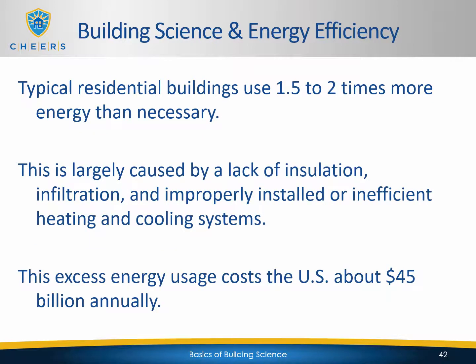So generally speaking, typical residential buildings use 1.5 to 2 times more energy than necessary, and that's through a combination of the things that I just listed a second ago. Largely, though, it is caused by lack of insulation, infiltration, and improperly installed or inefficient heating and cooling systems. So this excess energy usage costs about $45 billion annually to the U.S. So think of all that energy and efficiency and how much that translates to: 45 billion. That's quite a number.